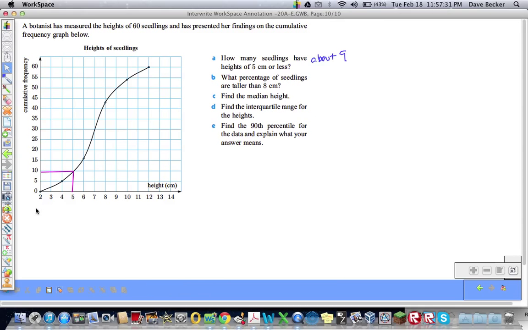Okay. So next question, part B. What percentage of seedlings are taller than 8 centimeters? Ooh, we have to think a little bit. First we need to do that same thing. I'm going to make a line up from 8. They have a nice little mark there for us already. Isn't that nice? And so if we go straight over here, that looks to me to be about 44.